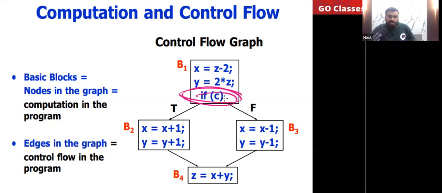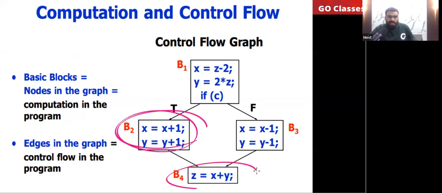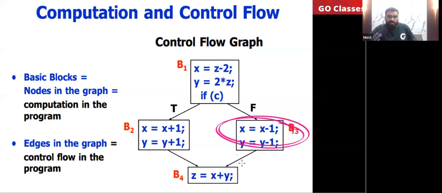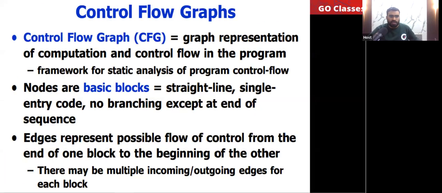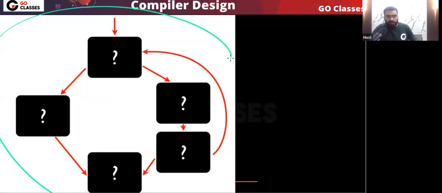For example, if this condition is false, then execute this. If this condition is true, then execute this. After these instructions, execute this instruction. So basically the edges are telling you the flow of control. Very simple. Yes or no? In the control flow graph, remember the nodes are the basic blocks and the edges represent the possible flow of control from one basic block to another. So this is how your control flow graph will look.